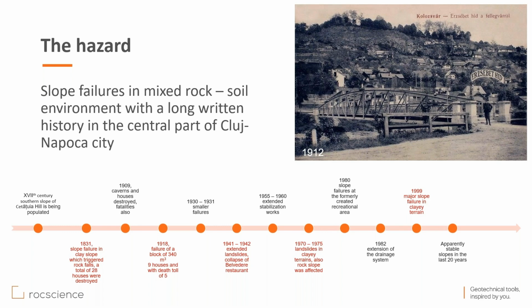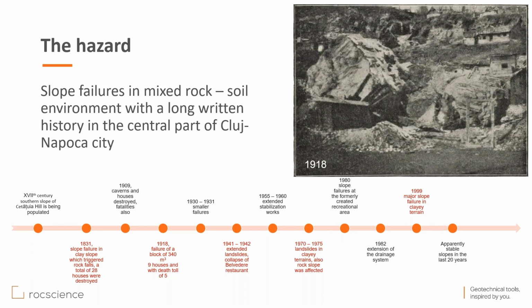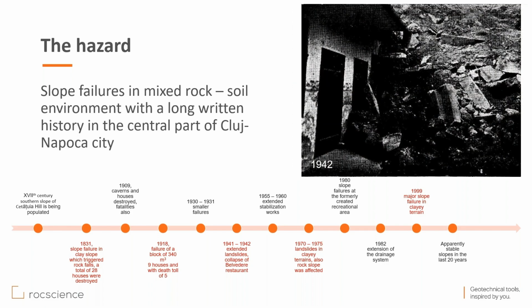The long history of failure starts from the year 1831 and goes until 1999, where 8 important failures were described in the literature. It is possible that the number is much greater than this. One of the greatest failures is the one from 1918, where a rock block of around 340 cubic meters destroyed 9 houses and killed 5 people. Another important failure is the one from 1942, where a very great restaurant called Belvedere collapsed.